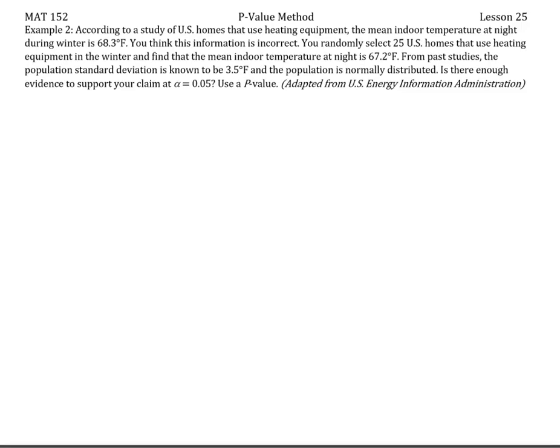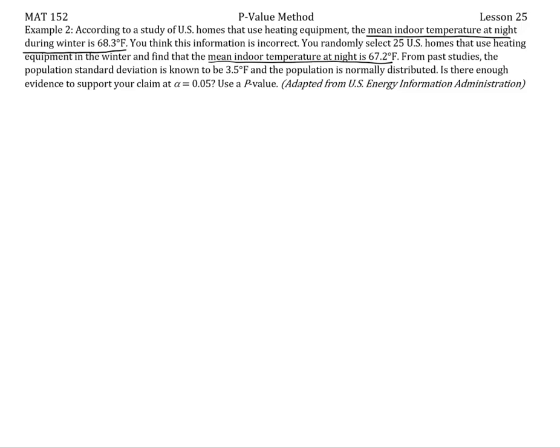So in example 2, we have a study of U.S. homes using heating equipment. The mean indoor temperature at night during the winter is 68.3 degrees Fahrenheit. You think this information is incorrect. You randomly select 25 U.S. homes that use heating equipment in the winter, and you find that the mean indoor temperature at night is 67.2.